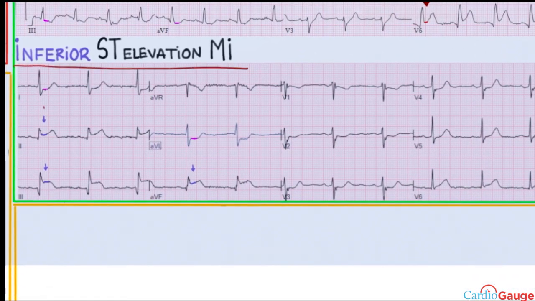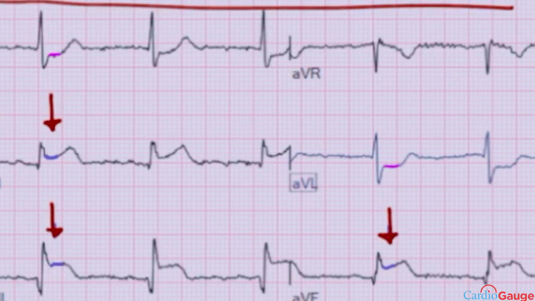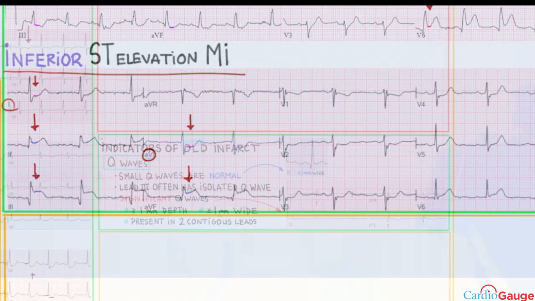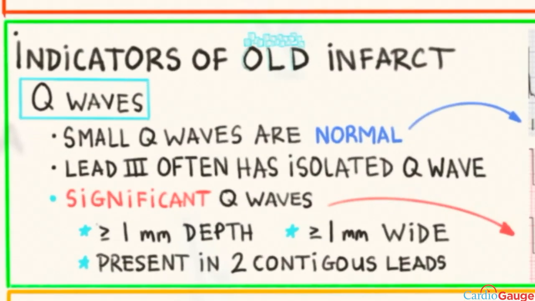Inferior. This one's got big juicy ST elevations inferiorly. And then inferior MI is the classic for reciprocal change, which is typically seen in 1 and AVL, and you can really see the ST depression there. Okay, so we looked at signs of acute infarct.